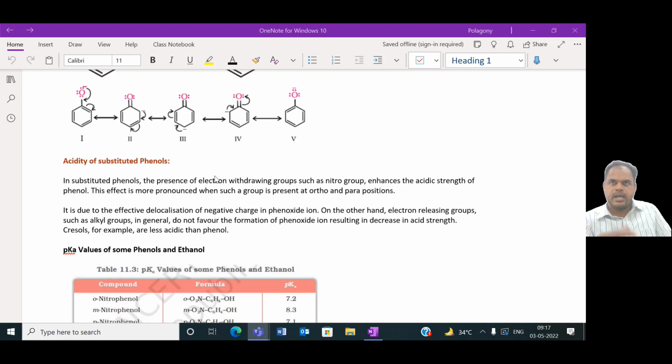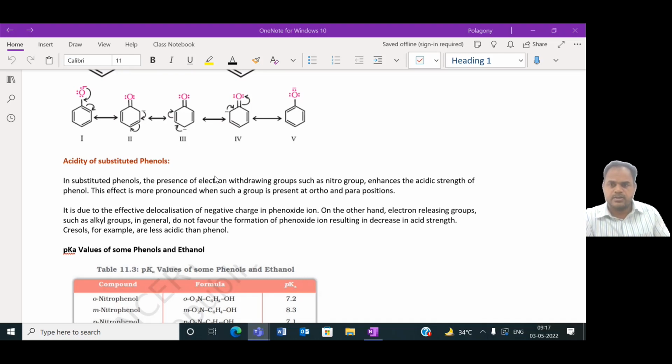Whereas in the case of alcohols, resonance structures are not possible, and there is no resonance. So the alkoxide ion is not undergoing any resonance structures. That's why it is unstable.